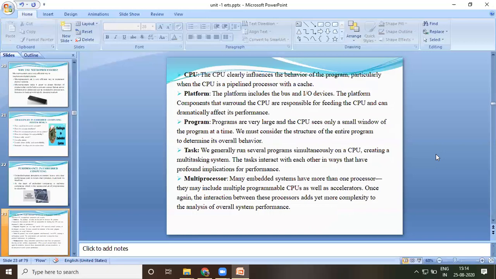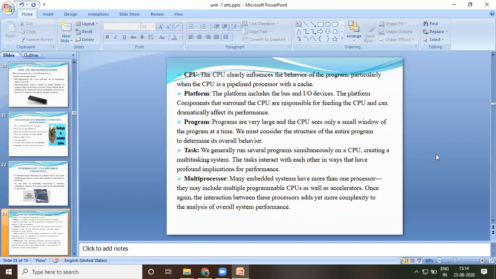Okay. The CPU, platform, program, task, and multiprocessor. The CPU clearly influences the behavior of the program, particularly when the CPU is a pipelined processor with a cache. The platform includes the bus and I/O devices. The platform components that surround the CPU are responsible for feeding the CPU and can dramatically affect performance. Programs are very large and the CPU sees only a small window of the program at a time. The task means programs running simultaneously on a CPU, creating multitasking systems.